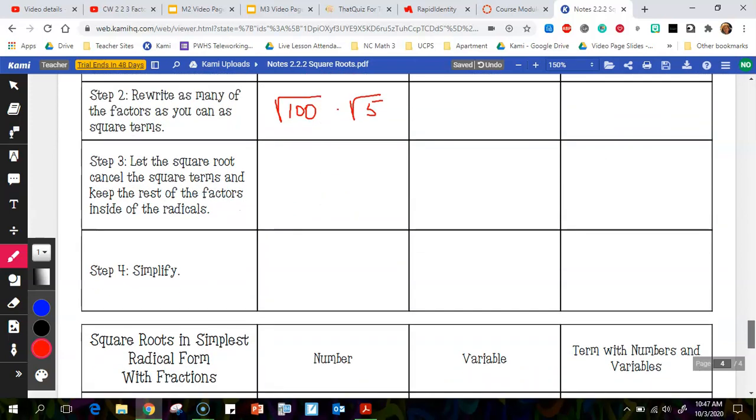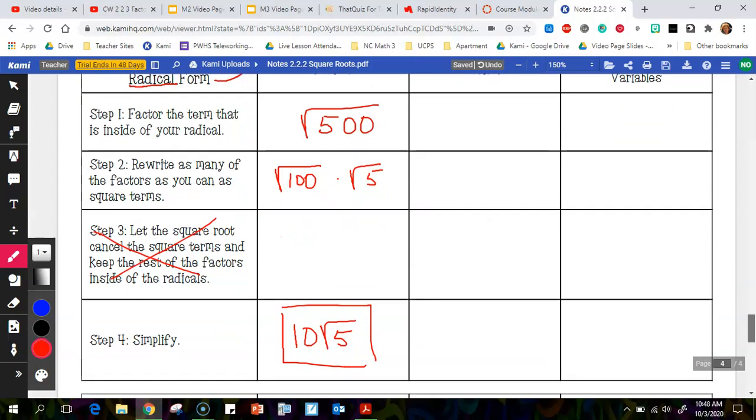Okay, and then step 3 says let the square root cancel the square terms, and so on. I'm not worried about all this. What we need to do is take anything out of the radical that we can. Simplify anything that we can. So the square root of 100 is 10. The square root of 5 we can't simplify in any way. So the answer is going to be 10 times square root of 5. That's how you simplify that. So I think that's actually a lot easier than these steps that you see here.